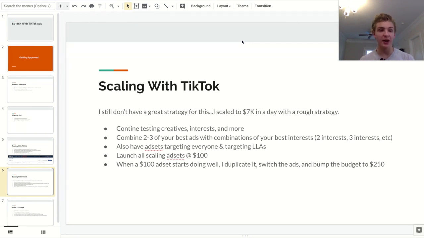And whenever I do that, I end up just killing the $100 ad set and then duplicating it and changing it to $250. A lot of times when I'm doing this, I'll go ahead and switch out the ads because I've found a lot of issues with overlap as far as the creatives and the audience go that prevent the ad set from spending its entire budget.